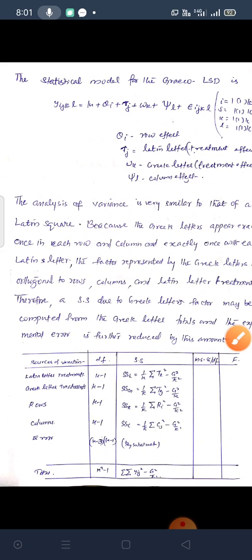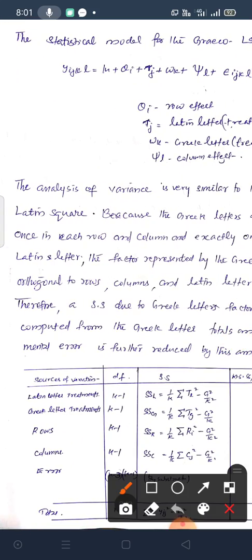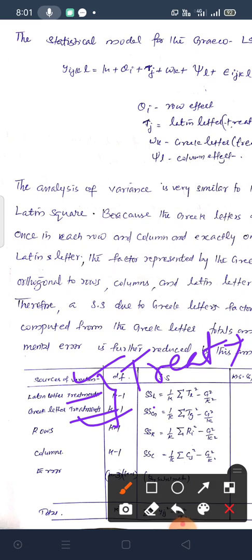Okay, so the analysis of variance table is displayed here. So we have the source of variation. First, two types of treatments: first by Latin letter treatments and then by Greek letter treatments. Earlier in LSD there were only treatments. So now we have the first type of treatments and a second set of treatments. Then rows, columns and error.